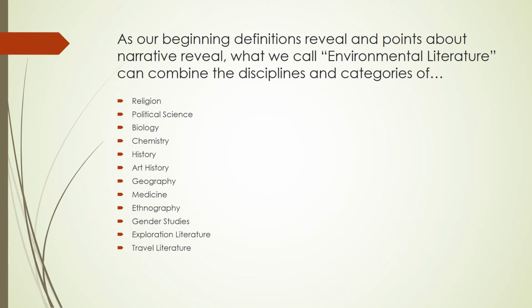Throughout history and continuing into modern American society, what we think of as environmental literature combines a full field of recognizable disciplines and categories. I've listed some here, and as we make our way through the semester we will encounter ideas that belong to the realms of religion, politics, science, history and art history, geography, medicine, ethnic and gender studies, and literature of exploration and travel. The environmental writer's concerns might hint at or engage directly with any one or more of these categories of knowledge and study.